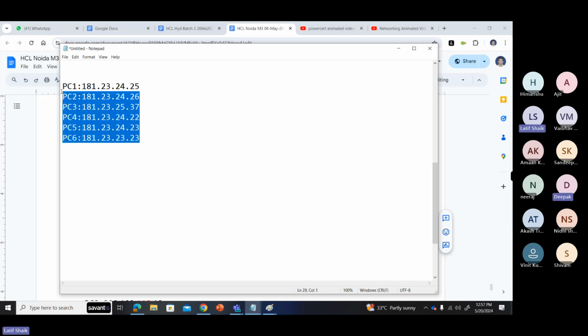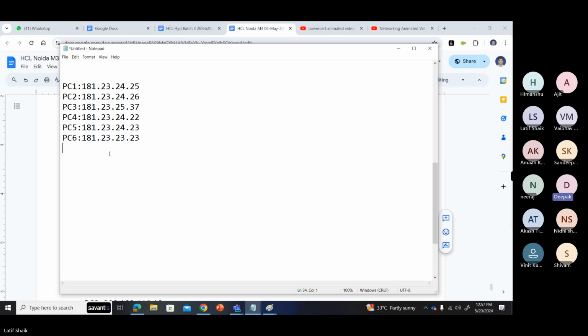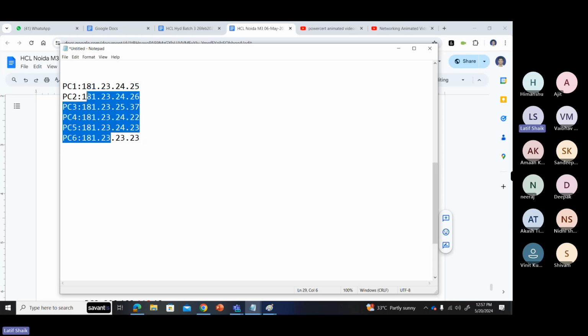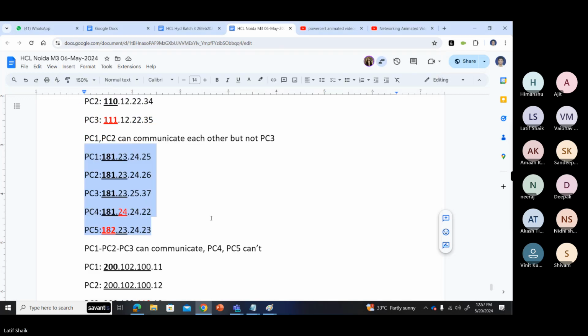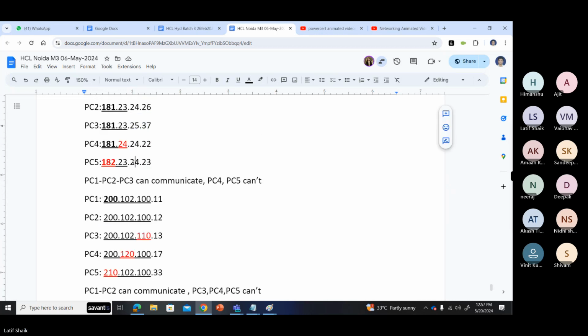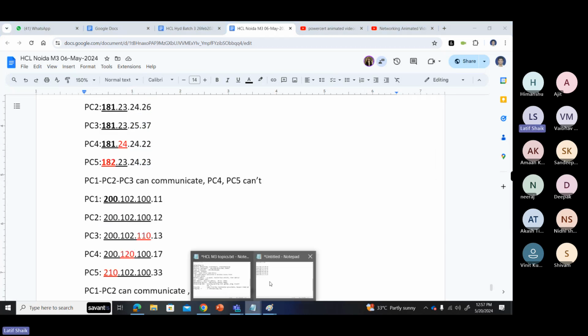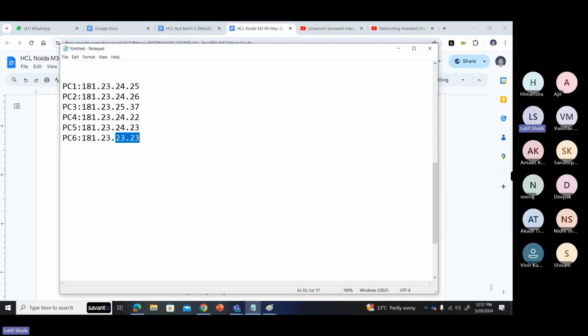So right now, good to go. They are all in the same network. Now all are in the same network. Okay. And different host IDs. The last two are the host IDs, right? 24, 25, 24, yeah, 25. These are host IDs. Very good. Here also I have written one more additionally, right? This is also a host ID.